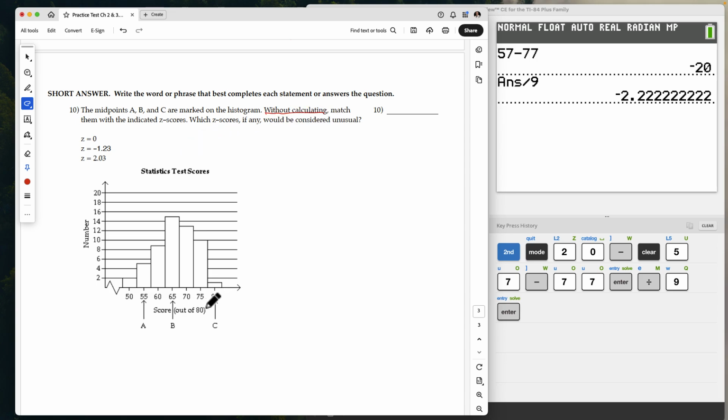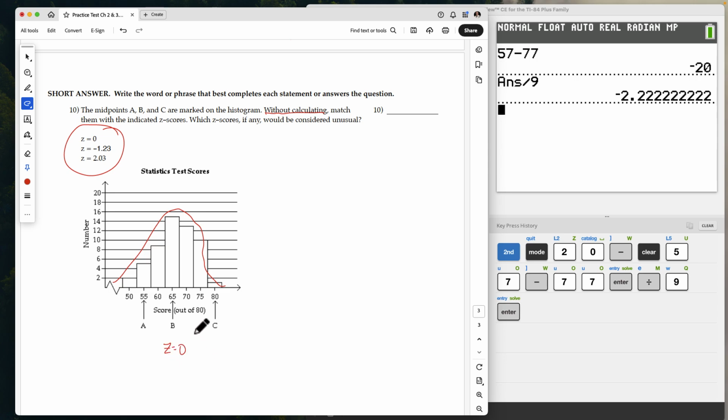It would be kind of hard to calculate these. I mean, you could probably do it, but what you've got to look at here is this overall shape. It's kind of like the bell shape. It's got some skew to it, right? But we've got these three values. Remember, the z-score of 0 is always going to be the mean. So if one of these has a z-score of 0, it's got to be B. B is the one that's in the middle.